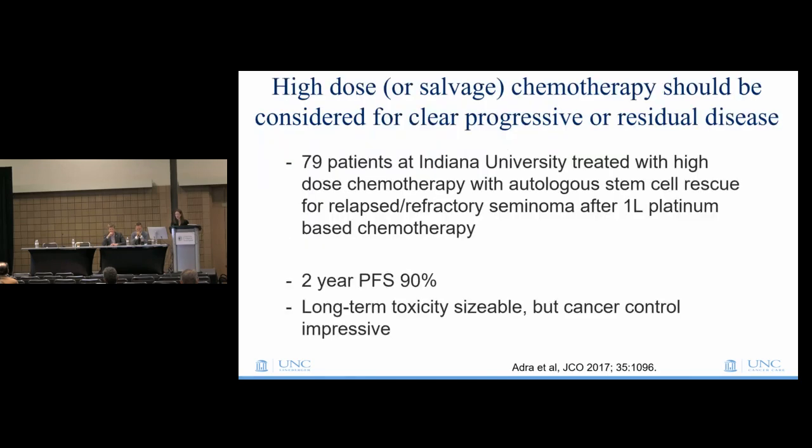And then the same group also published their experience with high-dose or salvage chemotherapy, and their outcomes look pretty good, with a 2-year progression-free survival of 90% in 79 patients with relapsed or refractory seminoma. And so if you compare the outcomes with salvage chemotherapy or high-dose chemotherapy to that with surgery, which is clearly not a direct comparison, one might wonder if we should be treating most of these patients with salvage chemo.